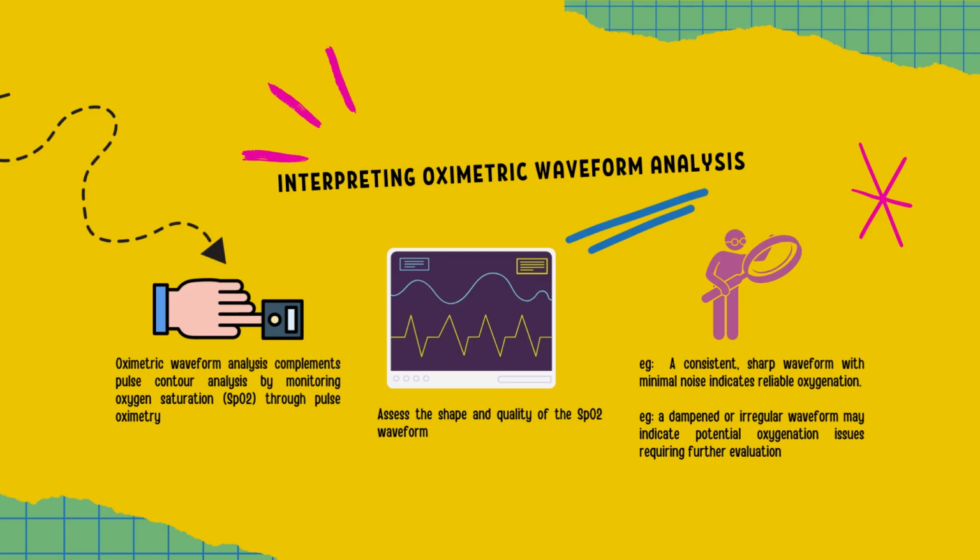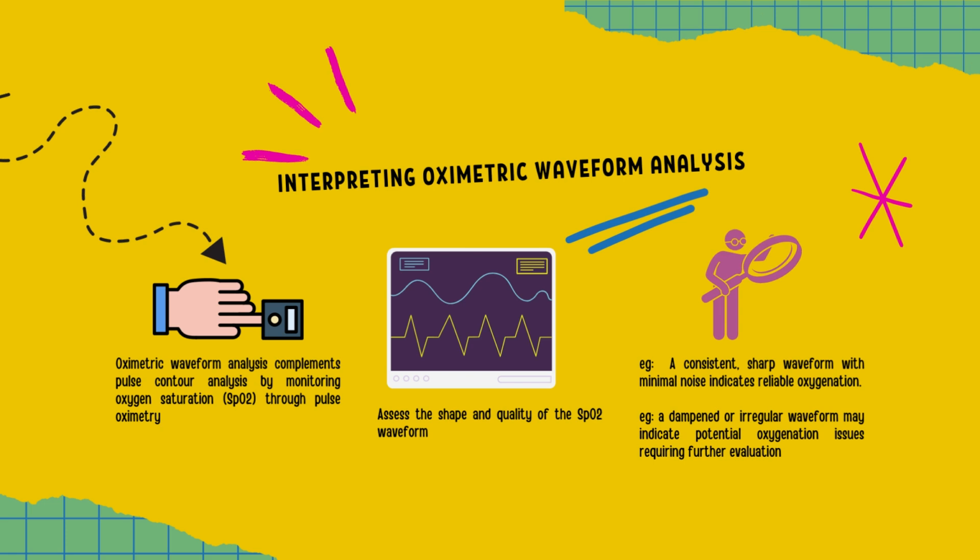We're venturing into the fascinating world of oximetric waveform analysis. Don't worry, we won't be diving into complex charts and graphs. Instead, we're going to take a stroll through these waveforms, making them as clear as a sunny day. Imagine you're in a hospital room, and there's a patient with a small device clipped onto their fingertip. That device is measuring something called oxygen saturation, or SpO2. But what do those wavy lines on the screen really mean?